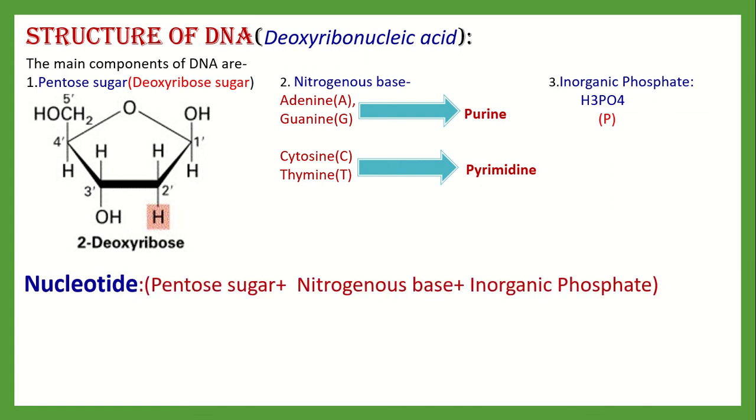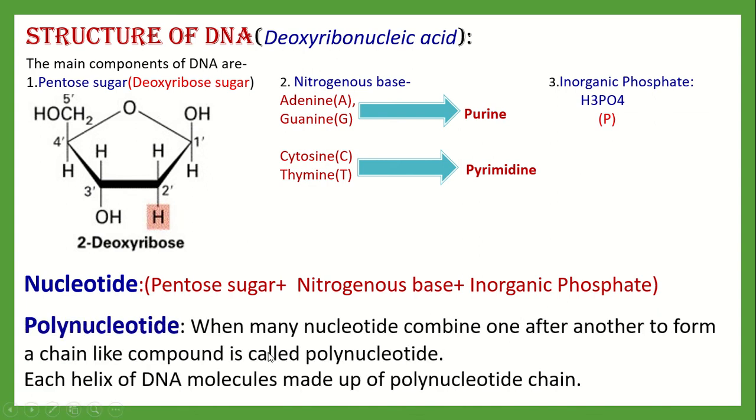So we can say that a nucleotide is composed of one molecule of pentose sugar, one molecule of nitrogenous base, and one molecule of inorganic phosphate. The main component of DNA is a polynucleotide. Here poly means many and nucleotides means nucleotides. When many nucleotides combine one after another to form a chain-like component, it is called a polynucleotide. Each helix of the DNA molecule is made up of a polynucleotide chain.